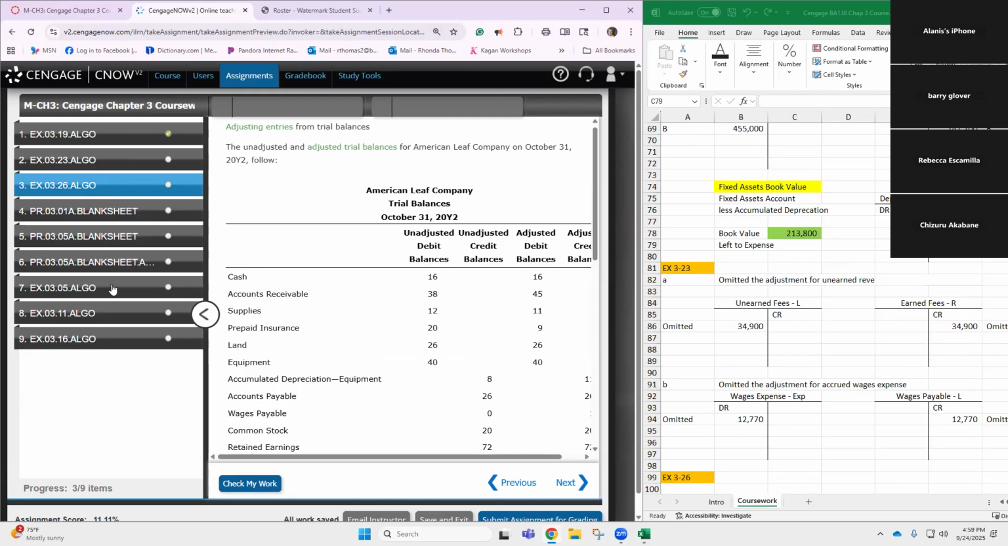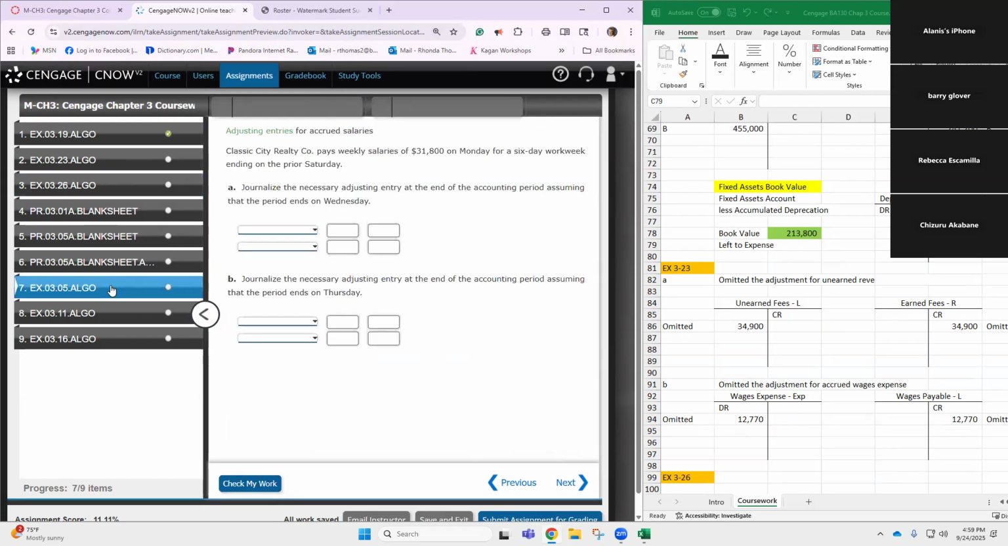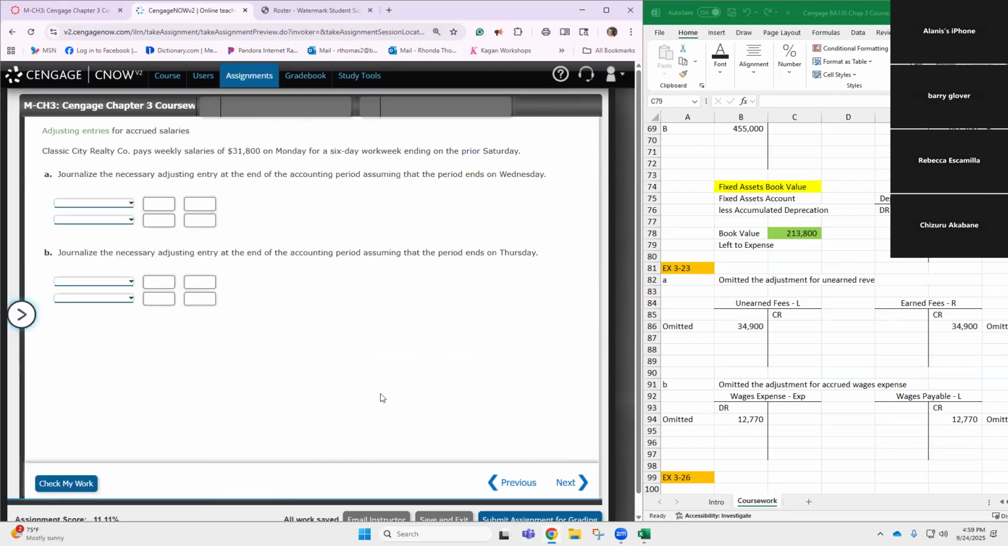Okay, I'm going to help you do some of the ones you need to do at home because I really need to show you how they work. So if everybody will go down to number 7, I'm going to help you and maybe we'll get it all knocked out. So the first one is an adjusting entry for something called accrued salaries. Accrued, it's going to be right here. So it's going to look something like this.